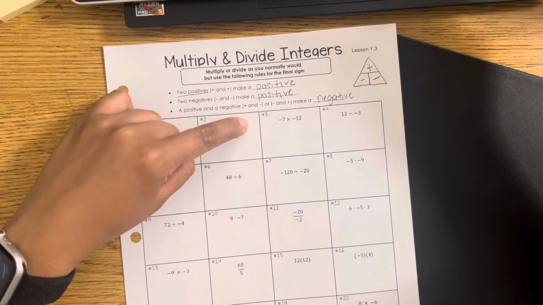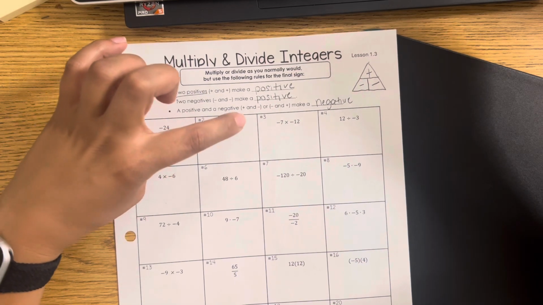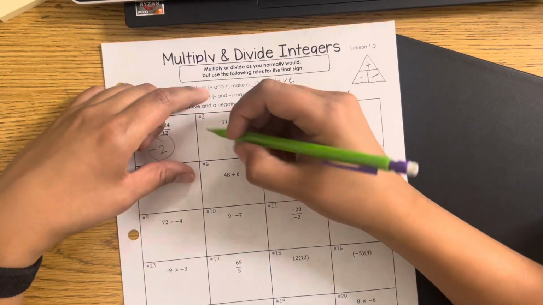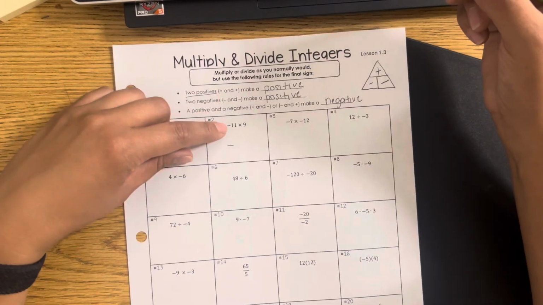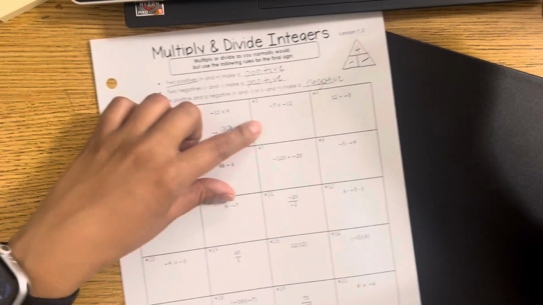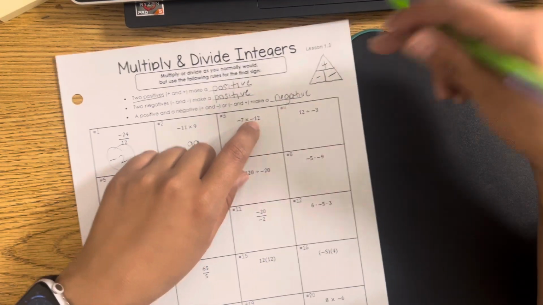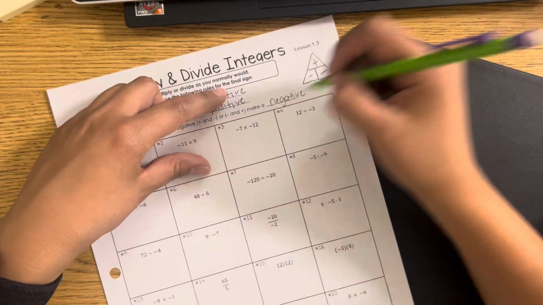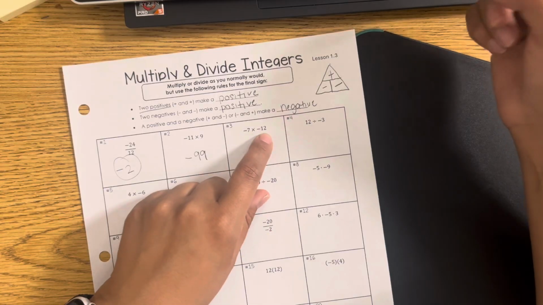First off, look at your signs. It's multiplication, so it's a negative and a positive. A negative times a positive is also a negative. And then you multiply. What's 11 times 9? 99. So -99. Here we have a negative and a negative. When you have a negative times a negative, it's a positive, and then it's 7 times 12.